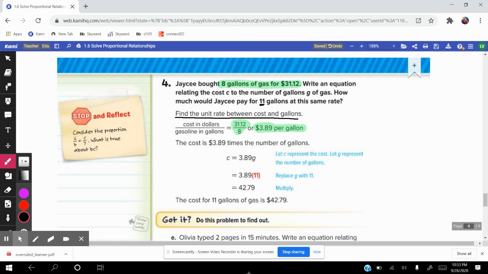Let's go and stop and reflect. Consider the proportion 6 divided by B equals C divided by 7. What is true about BC? Well, if I were to cross multiply, B times C equals 6 times 7. BC equals 42. So what is true about BC? BC equals 42.